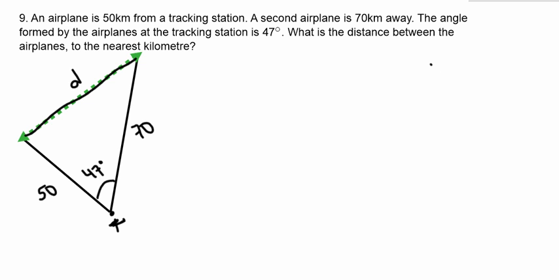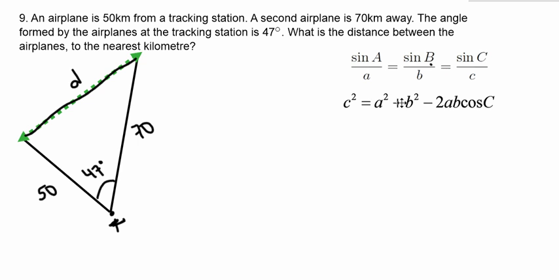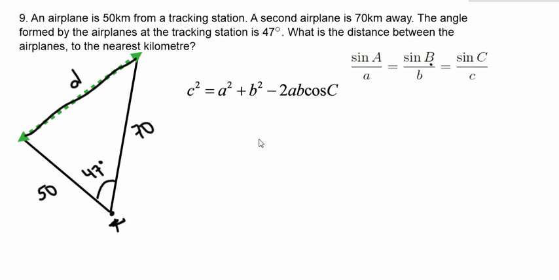If we can't use the basic trig ratios, we can either use the sine law. The problem with the sine law is that I need to know one of the angles and its matching side. This is the only angle I know, and I don't know the matching side, so I can't use the sine law. And that means I have to use the cosine law. So here's the cosine law, and it's what I'm going to have to use.